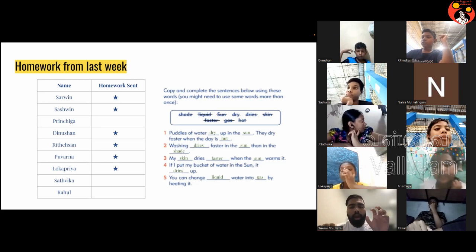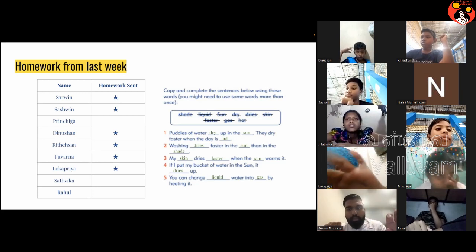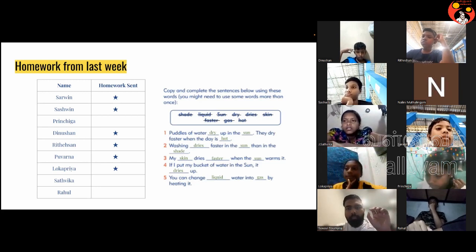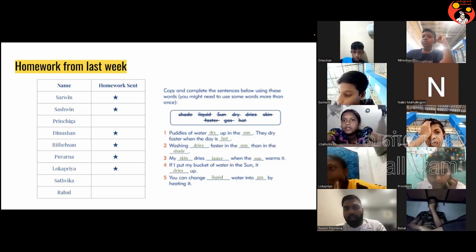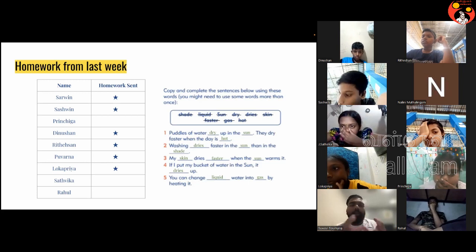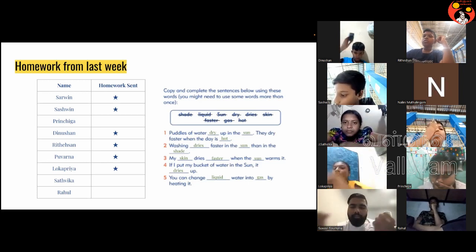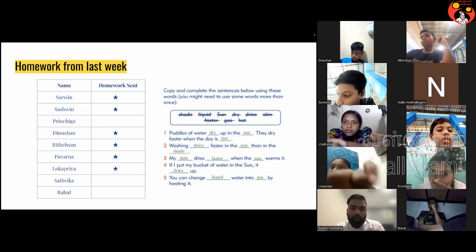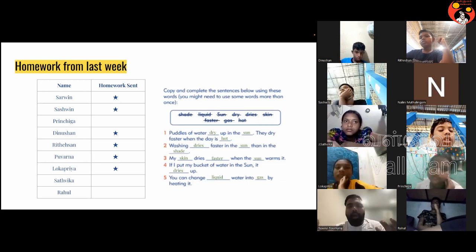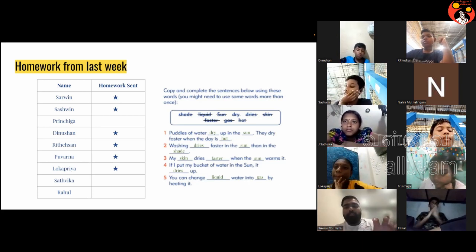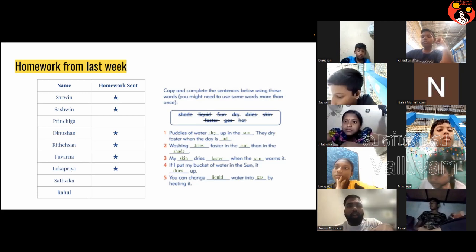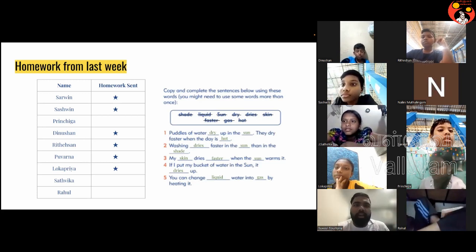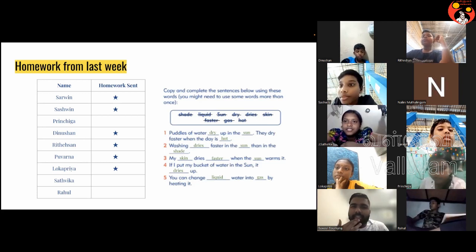So when you say washing dries faster in the sun than in the hot, because when you're saying sun versus hot, if you were to put hot in the sentence, that implies that you're saying washing dries faster on the sun rather than in the hot. But we can't put washing on the sun. Does that make sense?